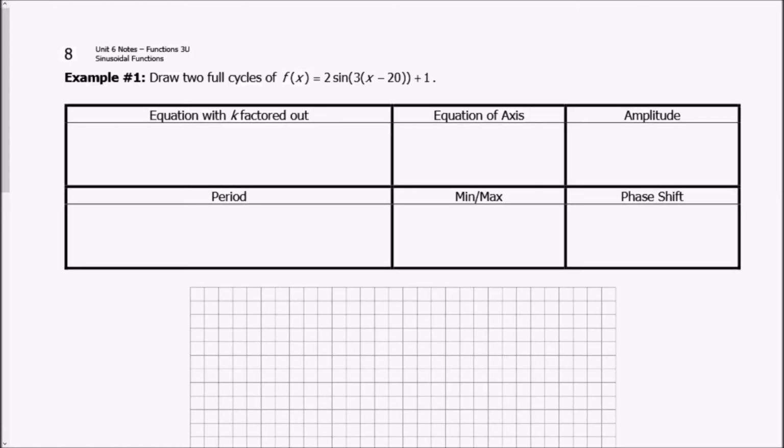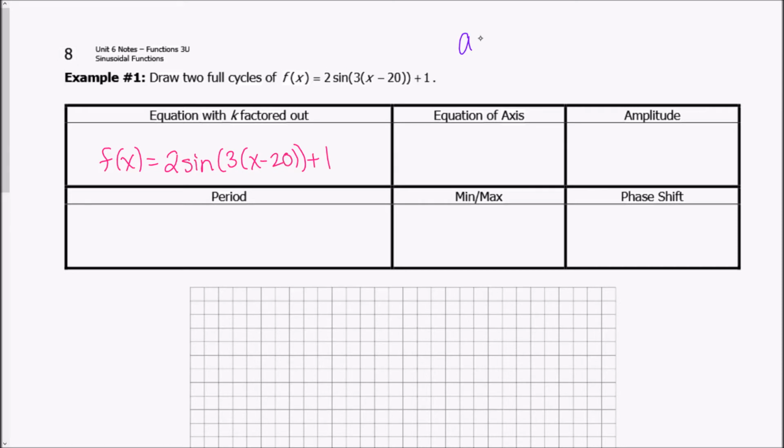So example number 1 says to draw 2 full cycles of f of x equals 2 times sine of 3 times x minus 20 plus 1. And remember, the k value has to be factored out. So the k value right here is factored out. So right here, the equation with the k value factored out is still going to be f of x equals 2 times the sine of 3 times x minus 20 plus 1. Okay, and here we're going to just identify all of our values.